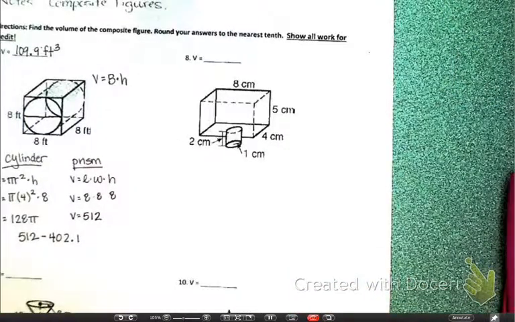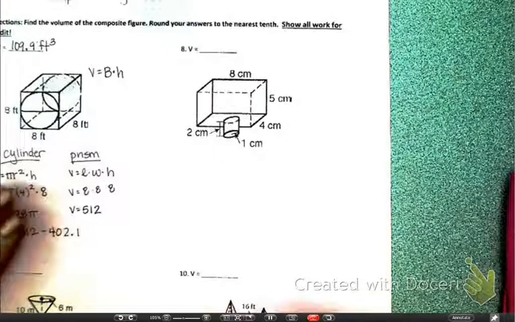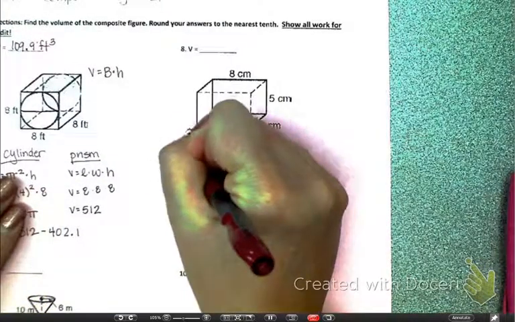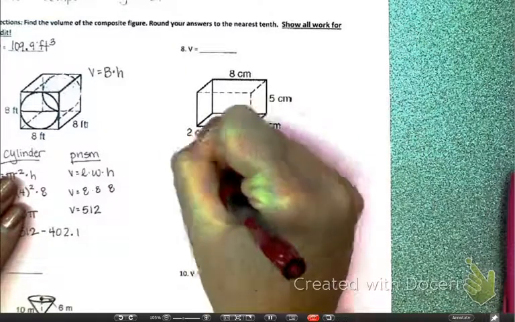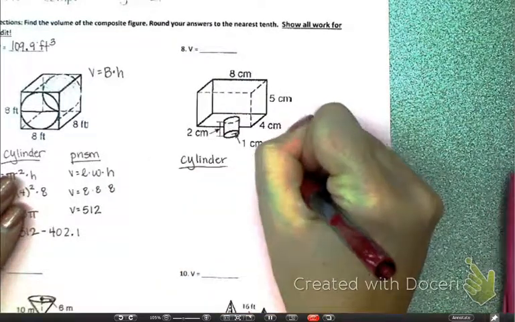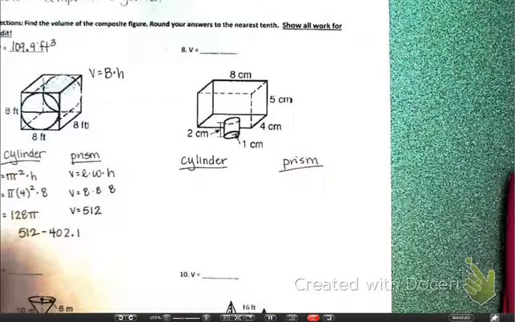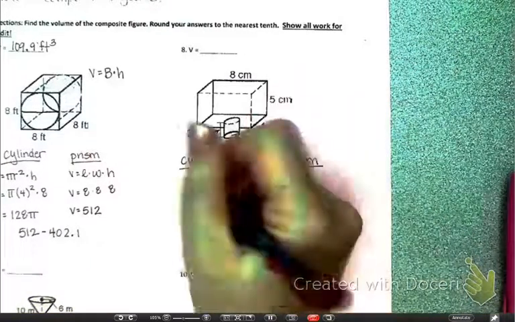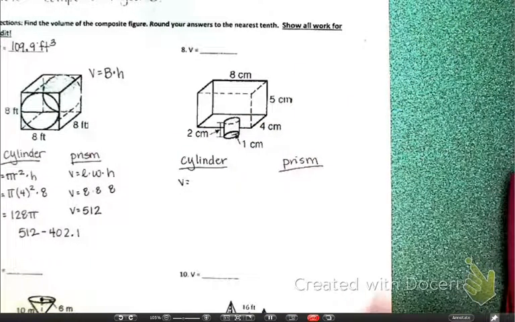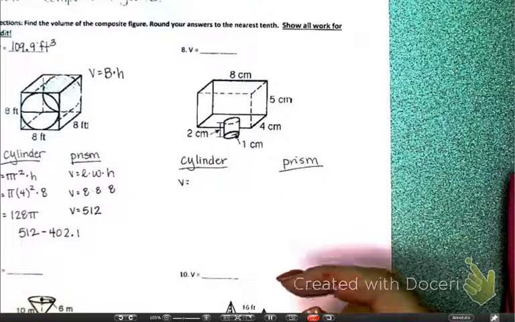Okay, so let's look at this second one. What two figures do you see here? A cylinder and a prism again. So I would like you and your group or whoever to find the volume of the cylinder and the prism. So start there. All right, let's start with the cylinder. Who can help me find the volume of the cylinder? Jacob? Okay, so tell me what your formula was.